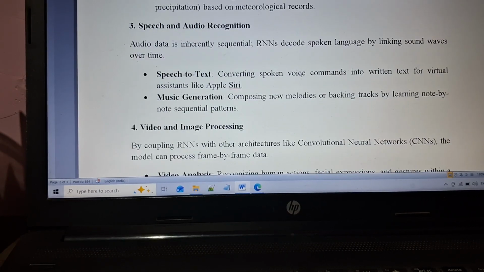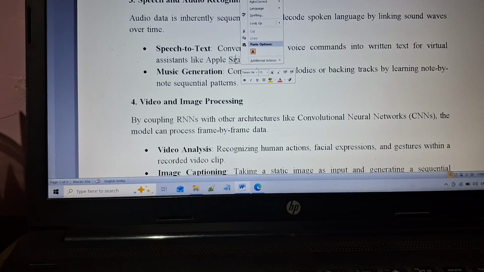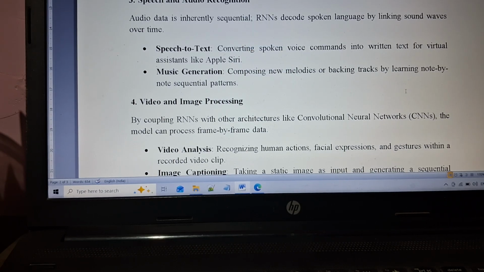Speech and audio recognition. Audio data is inherently sequential. RNNs decode spoken language by linking sound waves over time. Speech to text, converting a spoken voice command into written text for virtual assistants like Apple Siri. Music generation, composing new melodies or backing tracks by learning note by note sequential patterns.